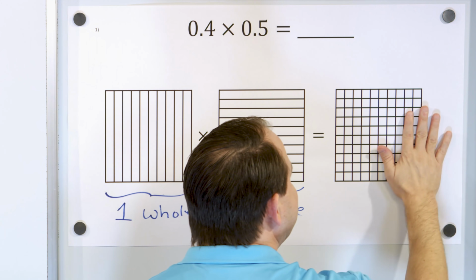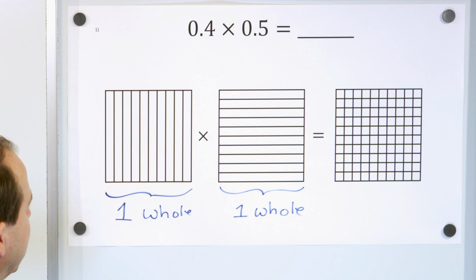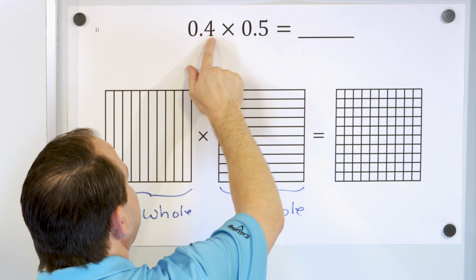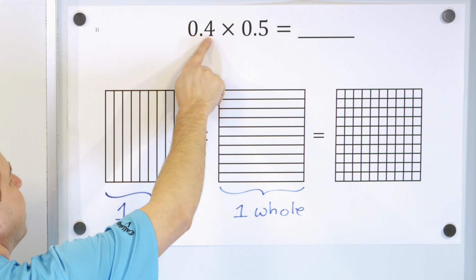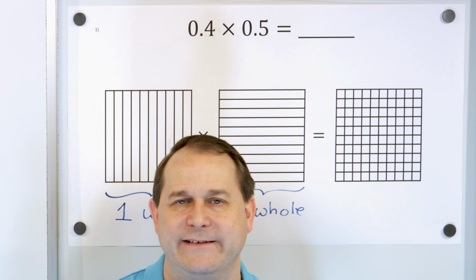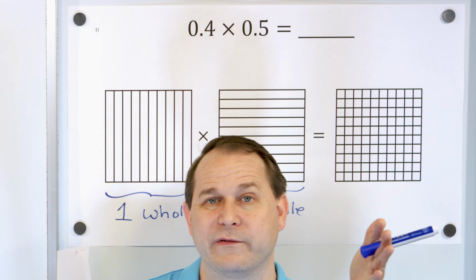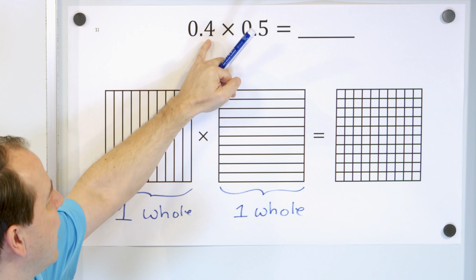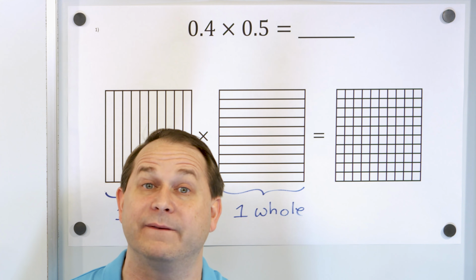For now, completely ignore the answer. I don't want you to look at the answer, all right? So if this represents 1, then what is 0.4? Remember, the first decimal here, 0.4, is the tenths place. That means we take whatever we're talking about, we chop it into 10 pieces, and 0.4 means 4 out of 10 pieces because it's the tenths place.